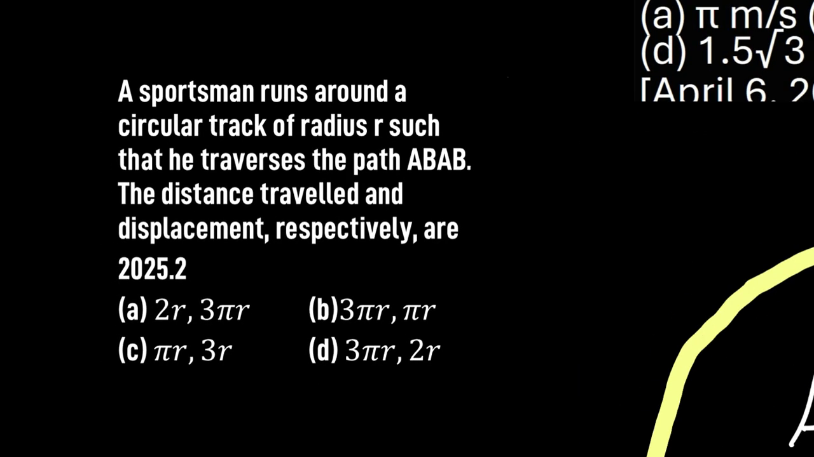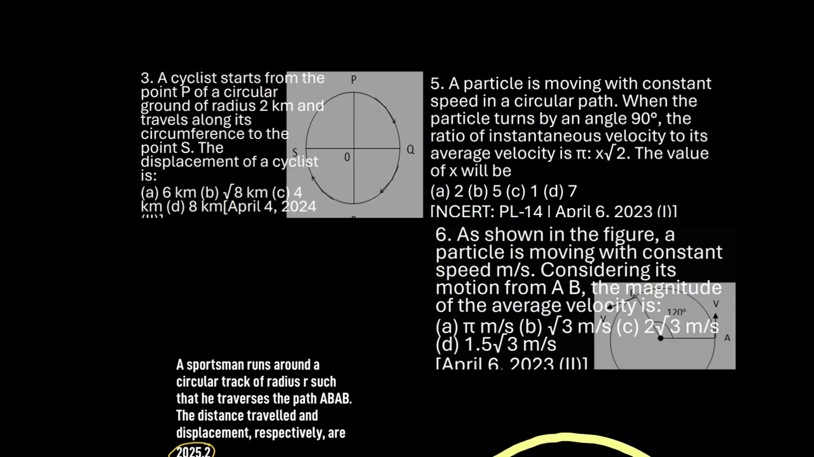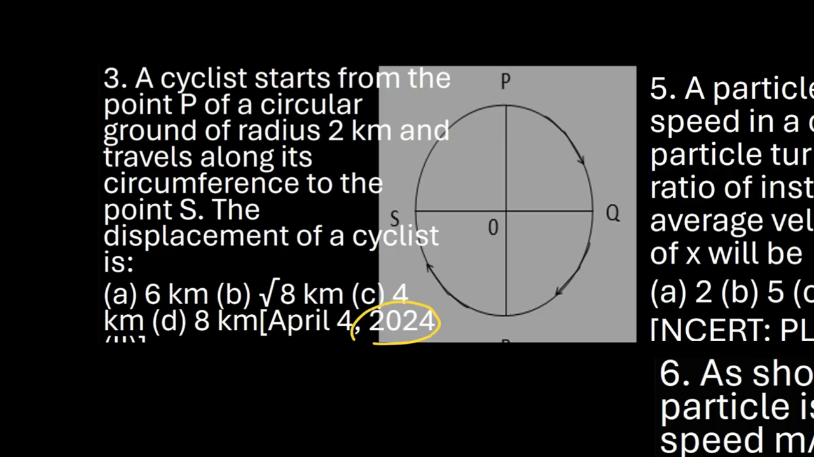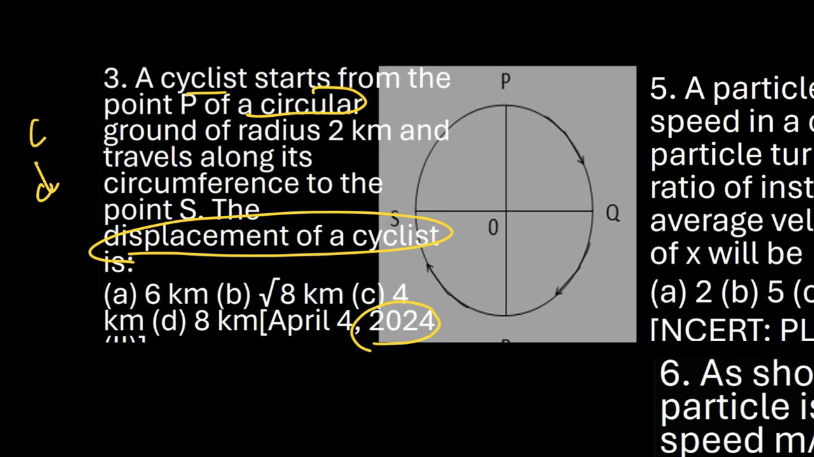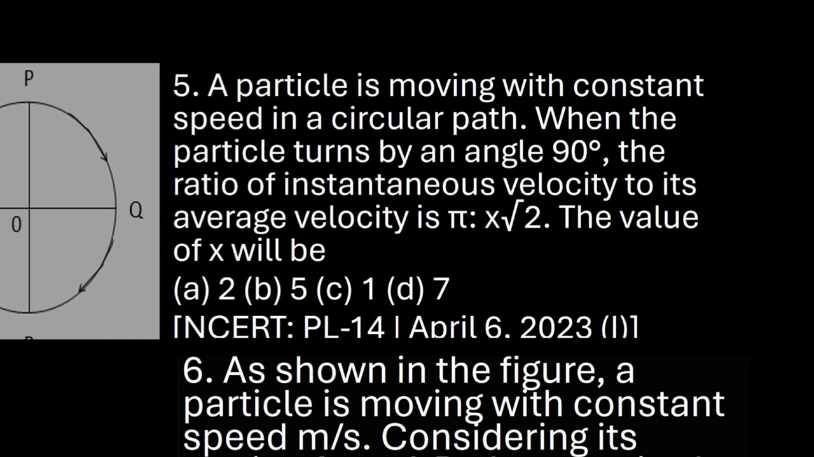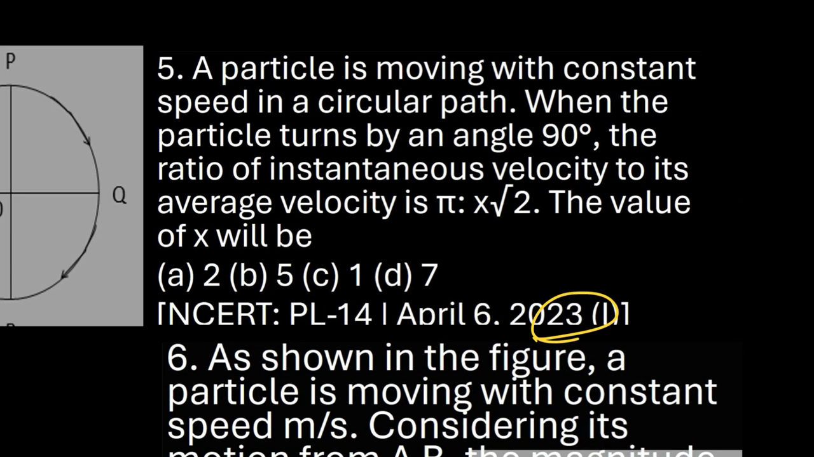So we have a question which says that a sportsman runs around a circular track of radius r, and we are asked to find the distance traveled and the displacement, right? And this comes up in the year 2025. Now let's see what was the question in 2024, one year back. April 4, 2024: a cyclist starts from a point on a circular ground of radius 2 kilometers. The displacement of the cyclist is, right? So again, circle, displacement.